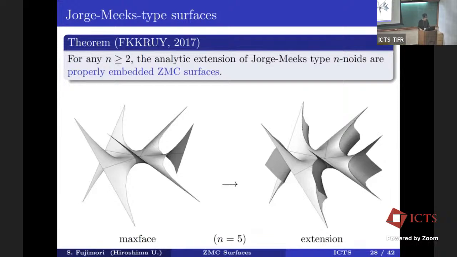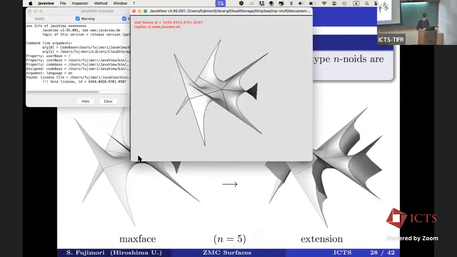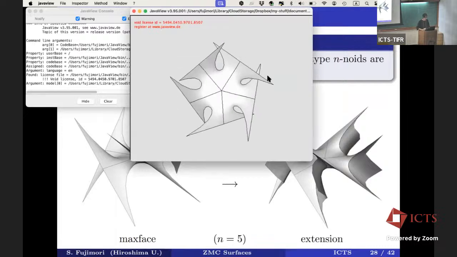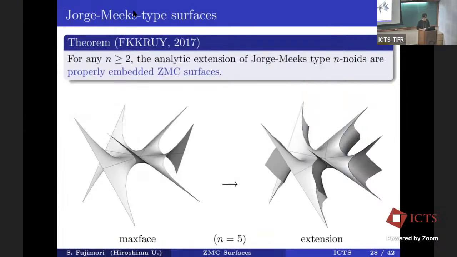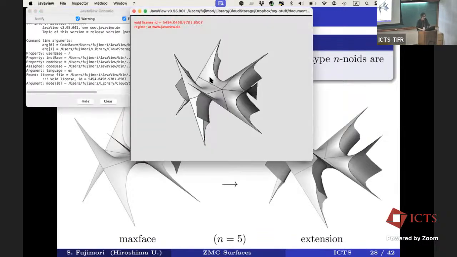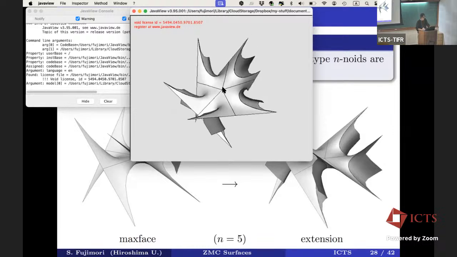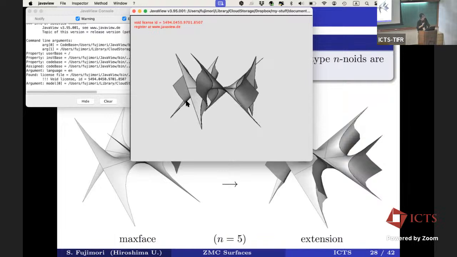So we prove that for any n greater than or equal to 2, the analytic extensions of the Gergonne n-noids are properly embedded. That means zero mean curvature surfaces in L3. So this is the maximal phase, Gergonne type, space-like. We have the singularity here, and these are ends of the surface. And then we can extend. After extension, this is not a graph, but an embedded surface. Embeddedness is a bit difficult to prove.